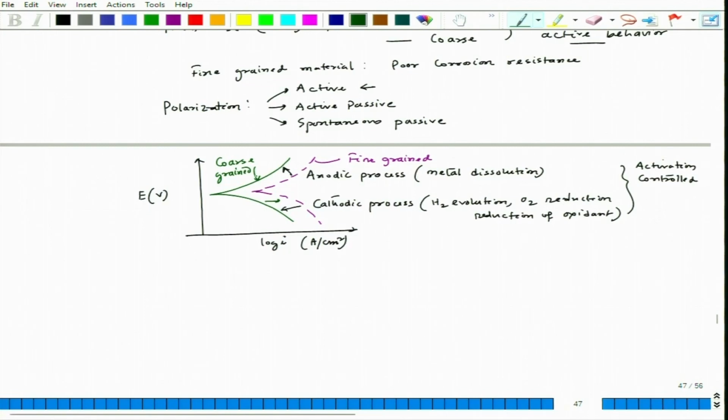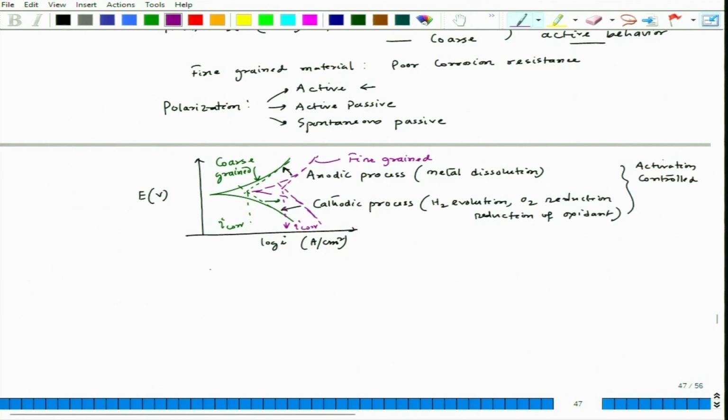and the corresponding corrosion rate, how do we measure? We just do a Tafel extrapolation, and this is my corrosion rate, I corr. Similarly, we do it for this case, where we are doing Tafel extrapolation, and then we find this is I corr for the finer one. We could see there is a huge increase in corrosion rate if it is fine.